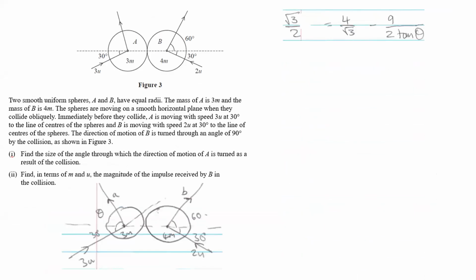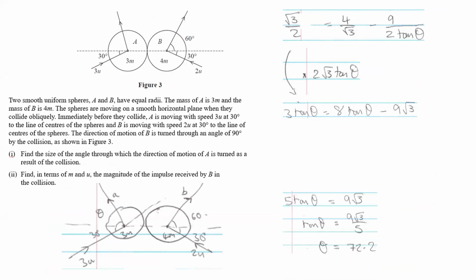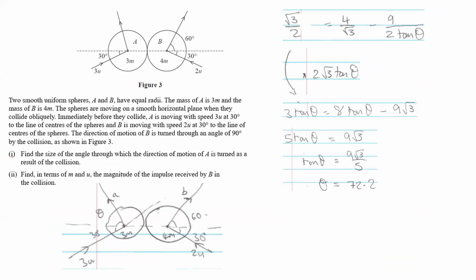So that's where I ended up in that last slide. I'm going to get it all on one line by multiplying through by 2√3 tan theta. That will cancel all the denominators, and you get that. You just rearrange that and do tan to the -1. You get theta is equal to 72.2.